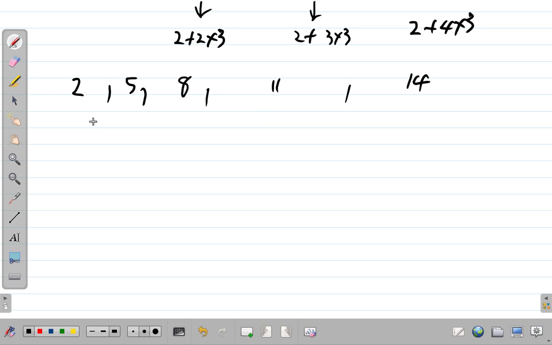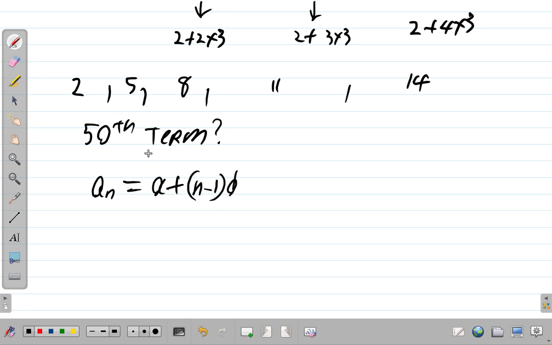Here, let me ask you, what is the 50th term before we do anything else? What is the 50th term? Remember now that in general, the arithmetic progression is of the form the nth term is equal to a plus n minus 1 d. Our a is 2 and our d is 3. The 50th term, n would be 50. So a50 would be a, which is 2, plus 50 minus 1 times d, which is 3.